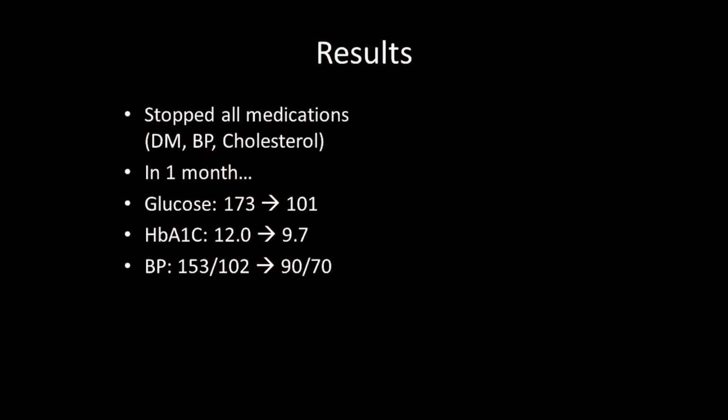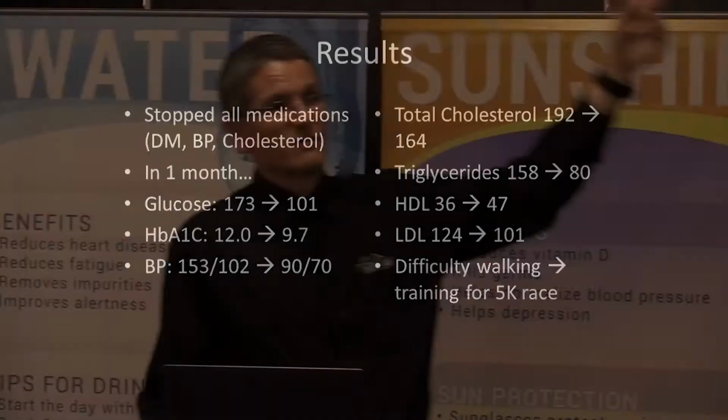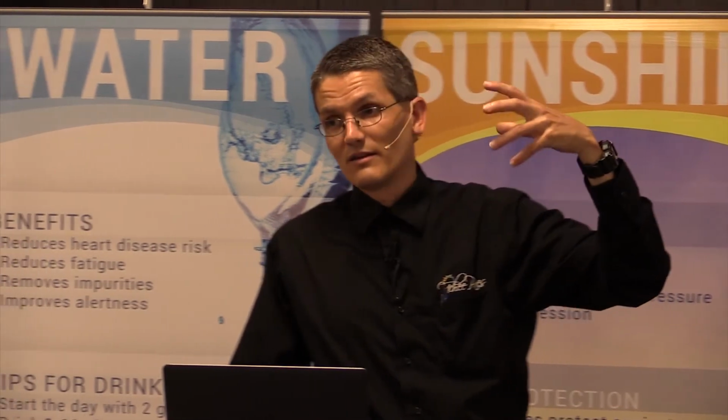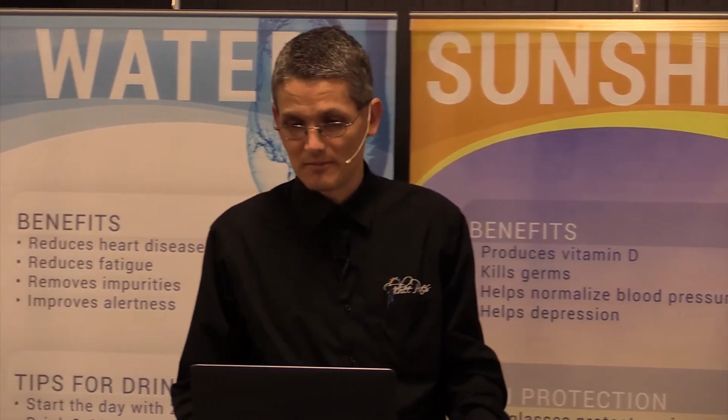Well, he stopped all of his medications, and we talked about this yesterday, so I'm not going to go over all of the details. But in general, his blood sugar levels came down, hemoglobin A1C came down, his blood pressure came down, his cholesterol levels came down, except for his good cholesterol, which went up. And from difficulty walking, he was at that point preparing for a 5K race. He felt like he had his life back. Ivan was very happy about that.